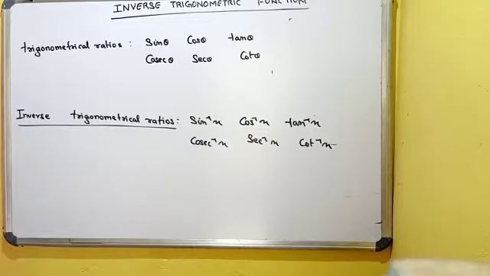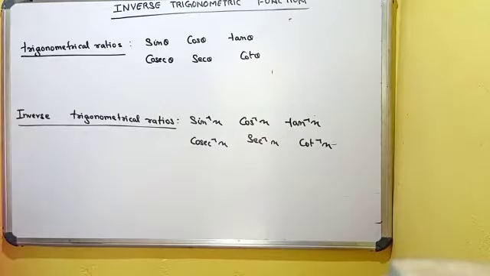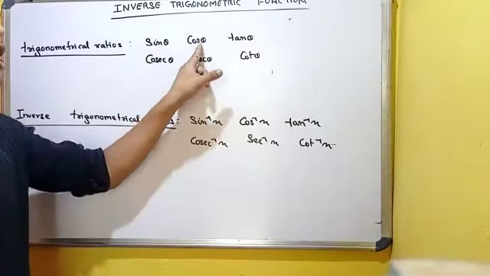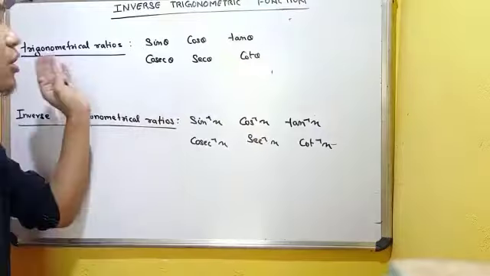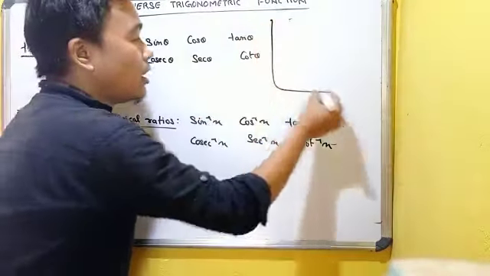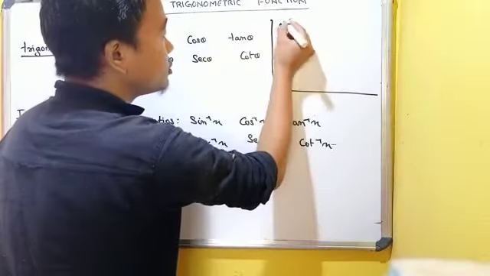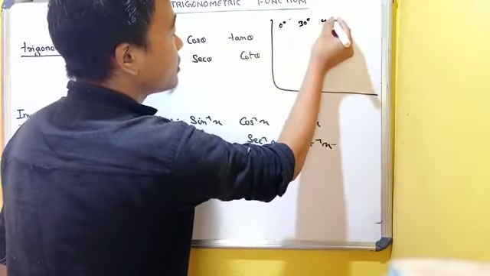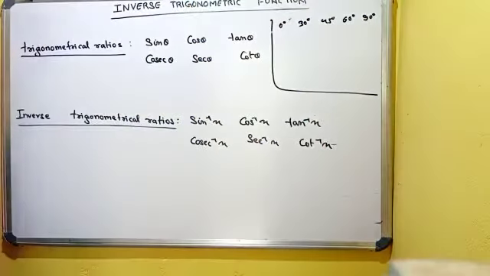In lower classes, you might have learned about trigonometrical ratios. What are the trigonometrical ratios? Sin theta, cos theta, tan theta, cosec theta, sec theta, cot theta. So these are called trigonometrical ratios. Also, you might have learned some standard values of these trigonometrical ratios. For example, 0 degree, 30 degree, 45 degree, 60 degree, 90 degree. These are standard values which you are already familiar with.